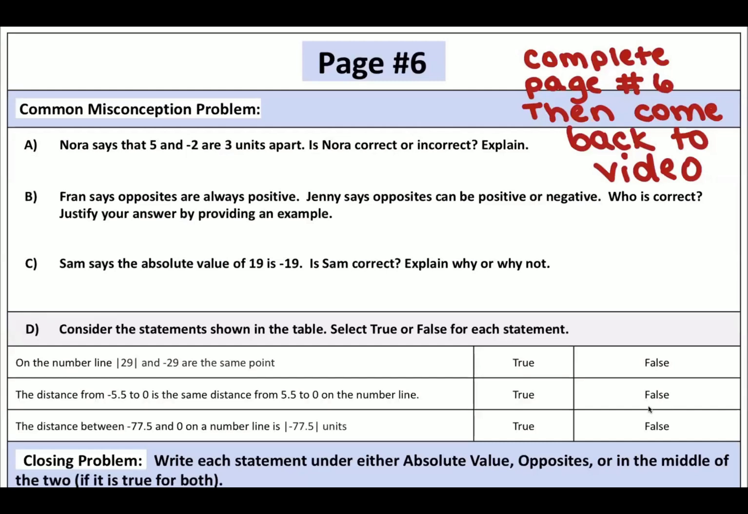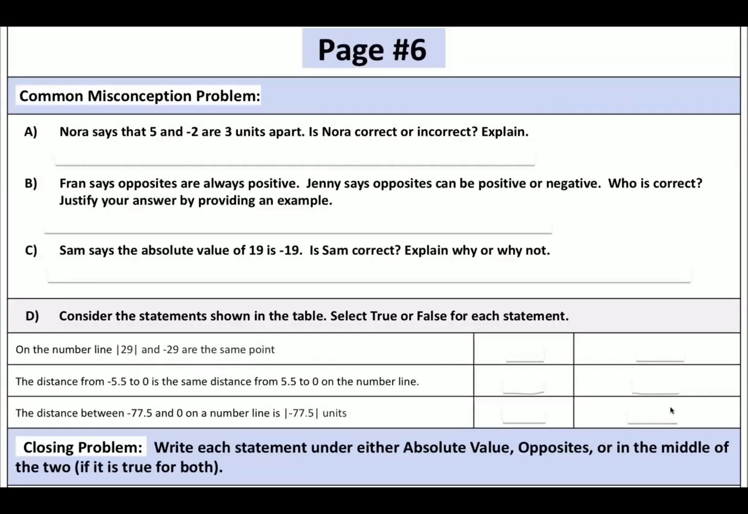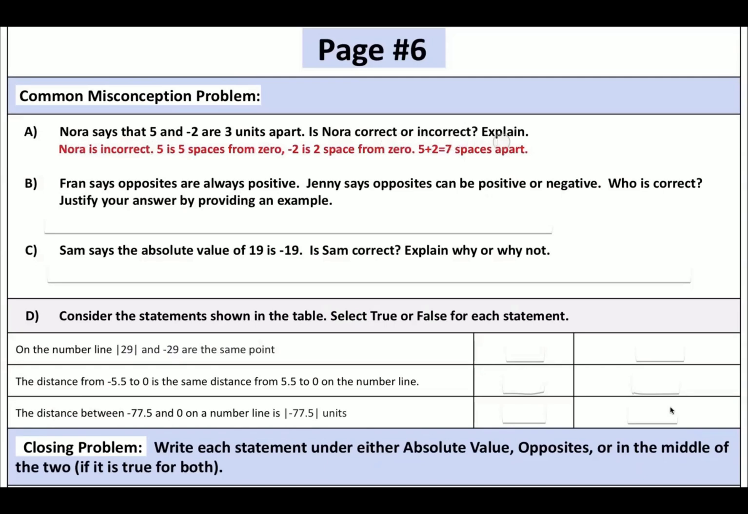Complete all of page 6, then come back to the video. We're not going to go over all of these, but I will go over common misconception problem A. Nora says that 5 and -2 are 3 units apart. Is Nora correct or incorrect? Explain. So Nora is incorrect. 5 is 5 spaces from 0, and -2 is 2 spaces from 0. 5 and 2 is 7, so they are 7 units apart. And you could always draw a number line to help you too.